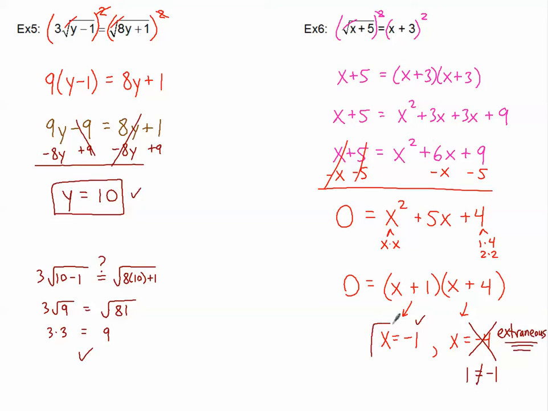So the only one that actually works is x equals negative 1. So this is a good problem to go back and review. When you have a binomial and you're going to square both sides, don't forget that you do need to FOIL.